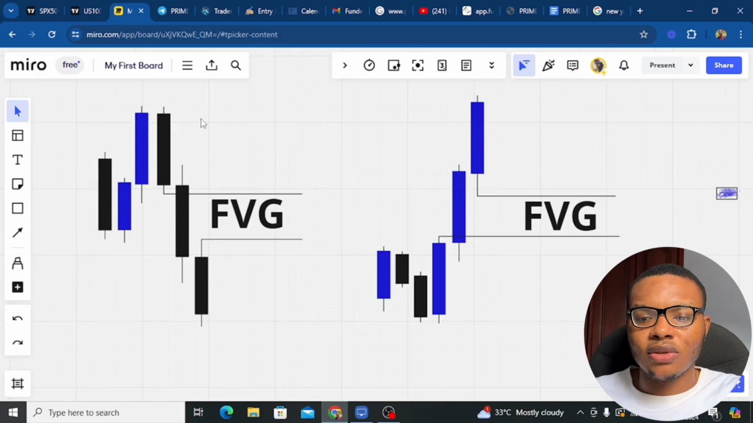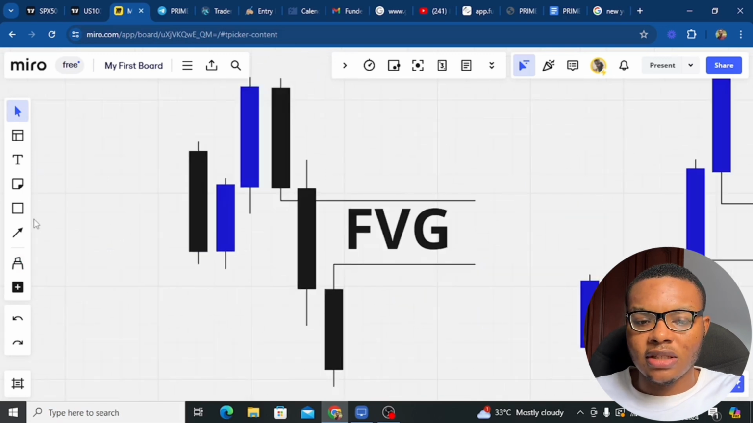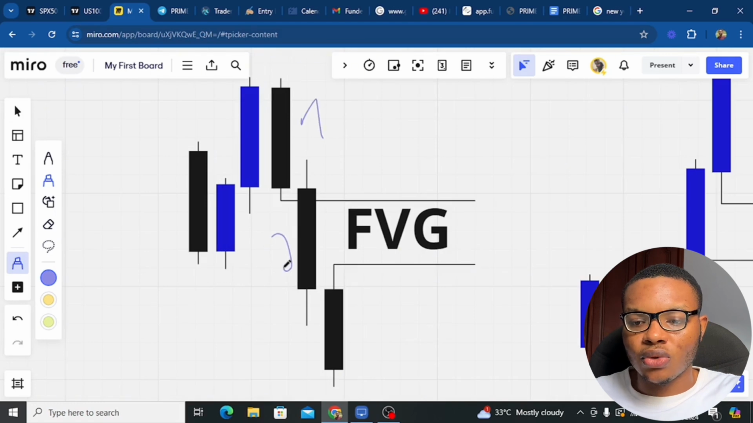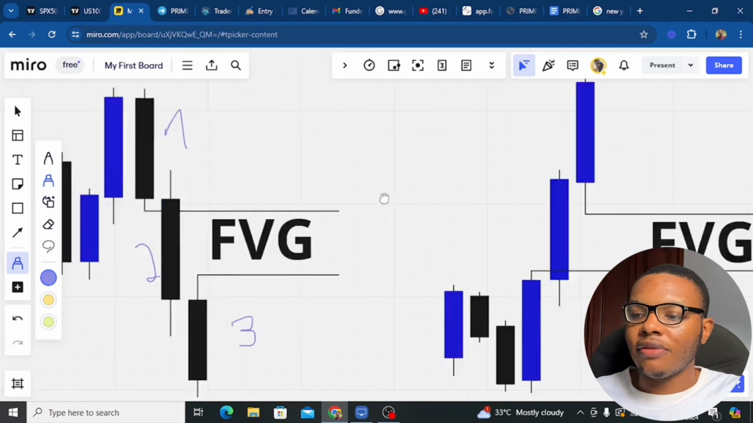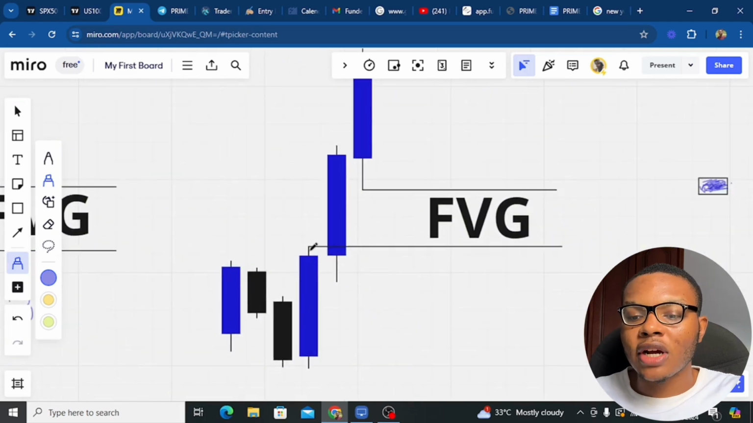It's usually a three candle formation. So let's say this is candle 1, then this is candle 2, and this is candle 3. If you have candles 1, 2, 3 just like this, the gap is usually on candle 2. If it's a sell side, you draw out the low of candle 1 and the high of candle 3. If it's a buy side, you draw out the high of candle 1 and then the low of candle 3.